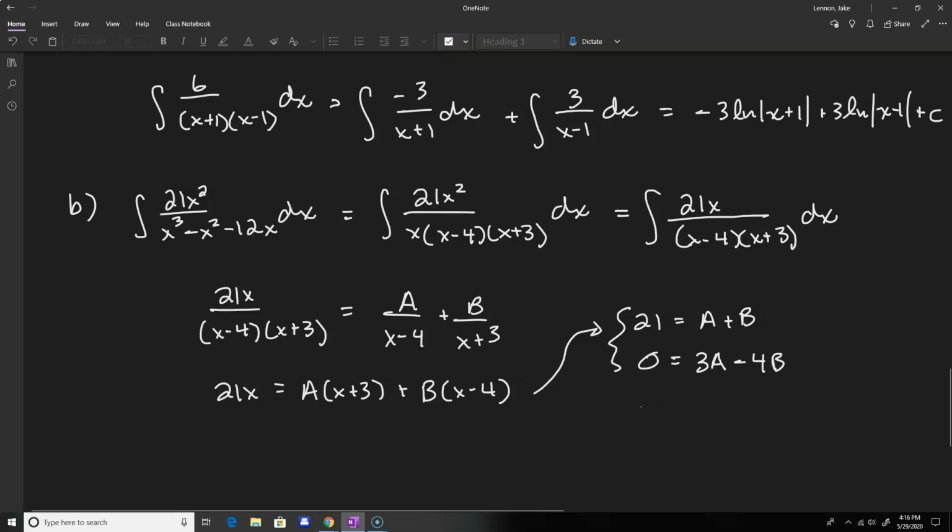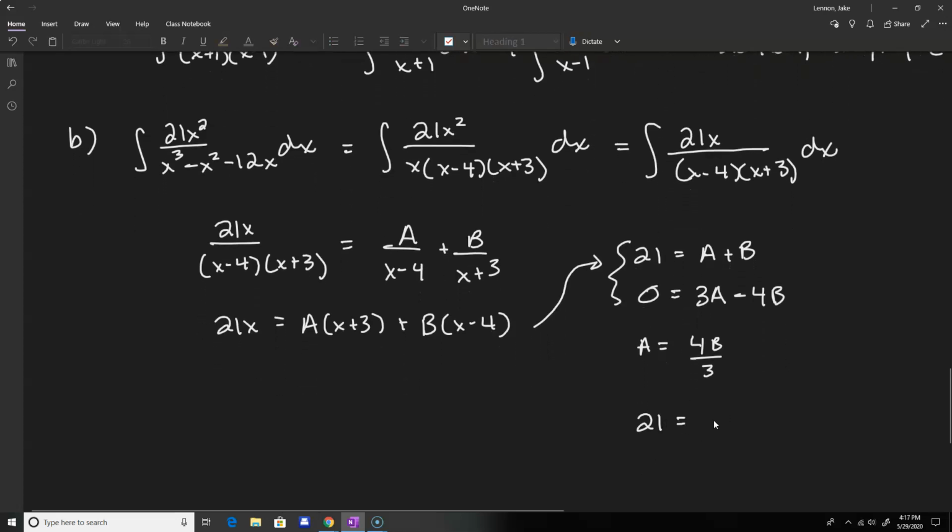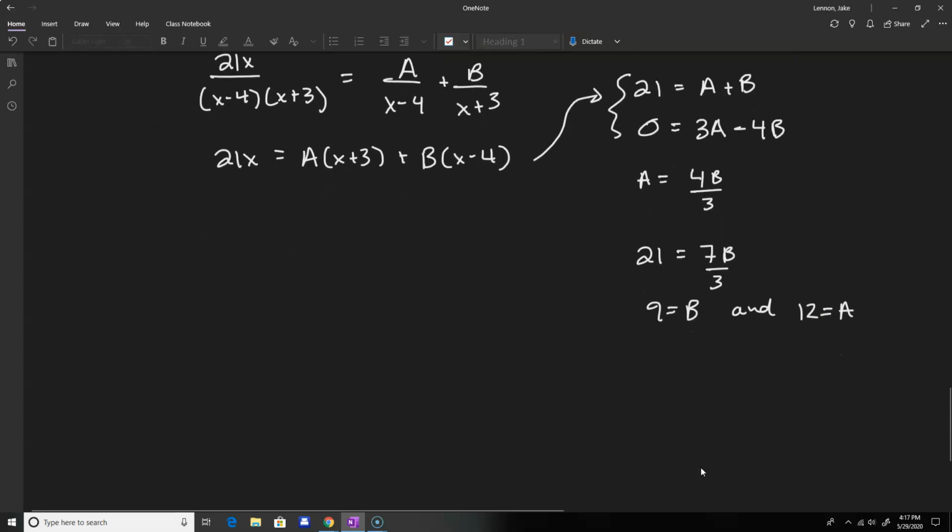What happens is we can solve for A. In the second equation, A would then be equal to 4B over 3. So if you plug that into the top equation, you'll end up with 21 equals 7B over 3, which means B is going to be equal to 9, and A would have to equal 12. So that's how we get the partial fraction decomposition.